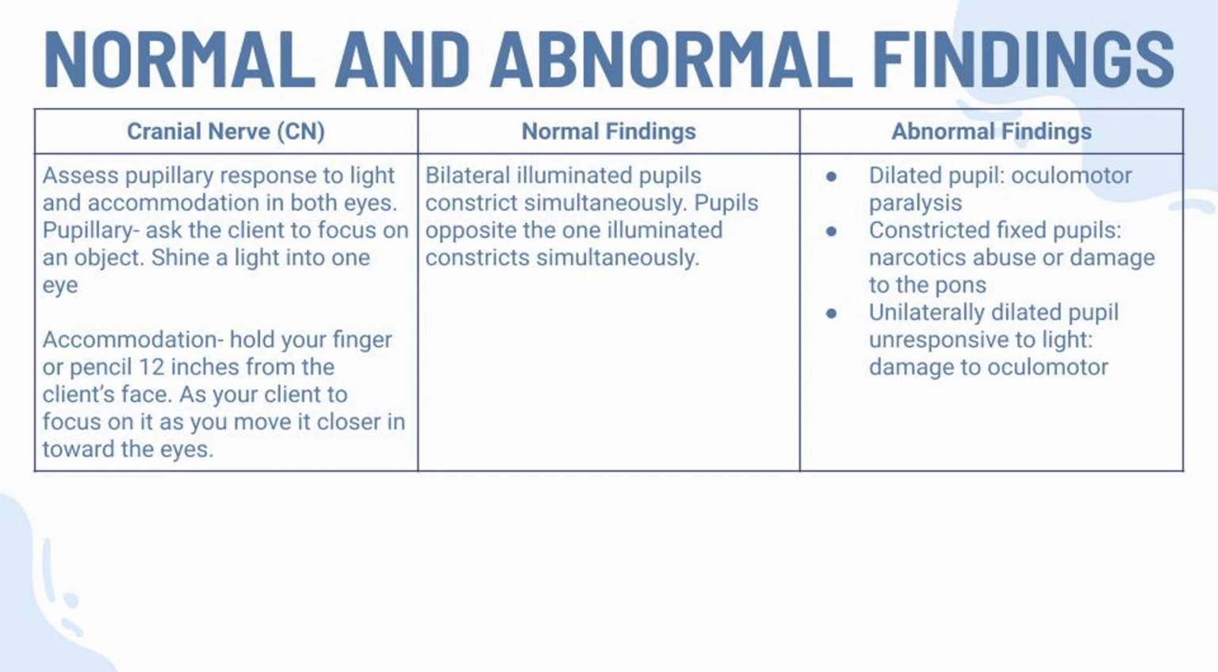For normal findings, bilateral illuminated pupils constrict simultaneously, and pupils opposite to the one illuminated constrict simultaneously. For abnormal findings, a dilated pupil may indicate oculomotor paralysis. Constricted fixed pupils may indicate narcotics abuse or damage to the pons, and a unilaterally dilated pupil unresponsive to light may indicate damage to the oculomotor nerve.